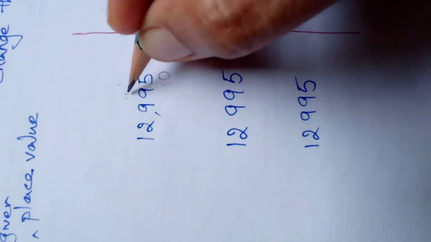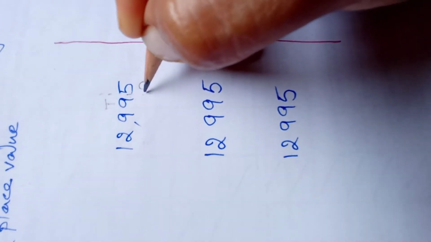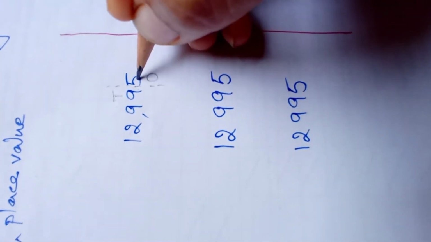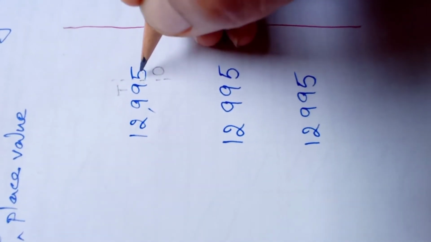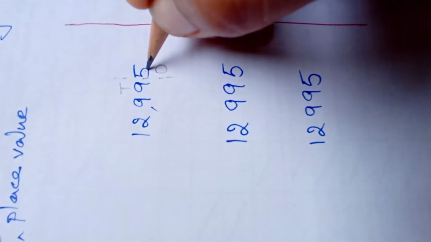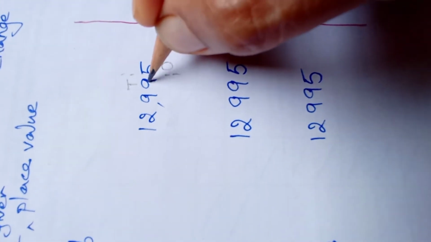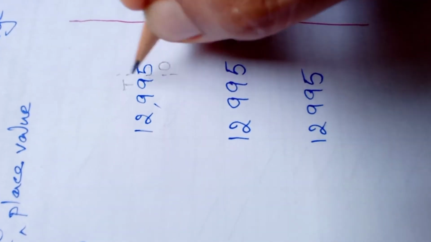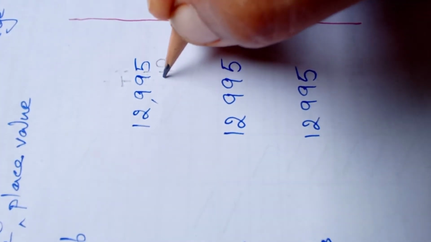Yeah. So after the partition, you see that the number to its right is 5 or 5 above. So this number will change to the next number. That means 9 will become 10, right? 10. So how can you write 10 here?